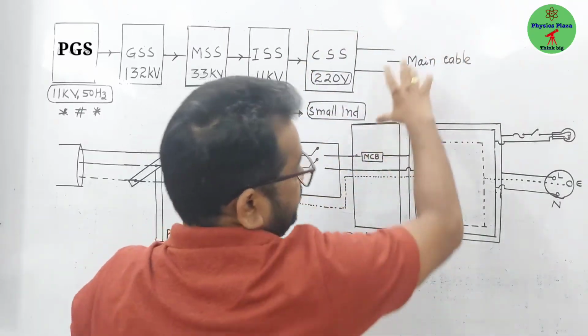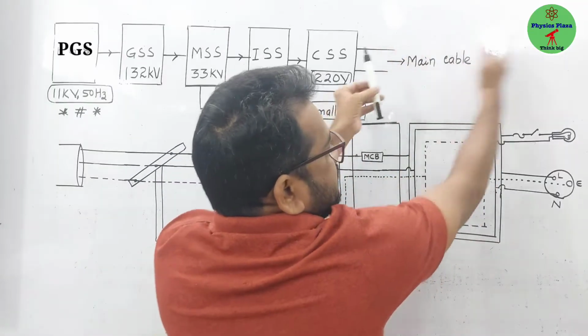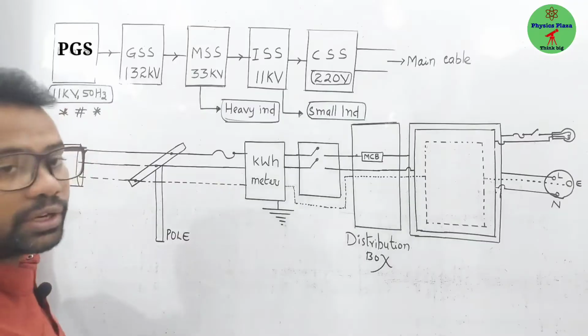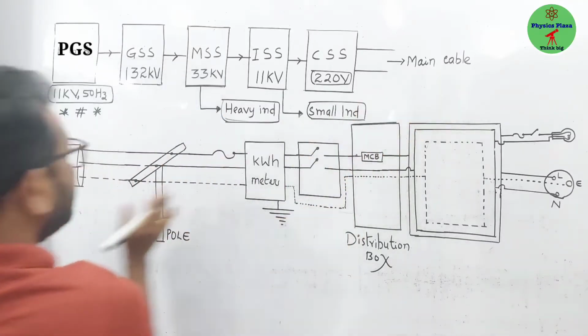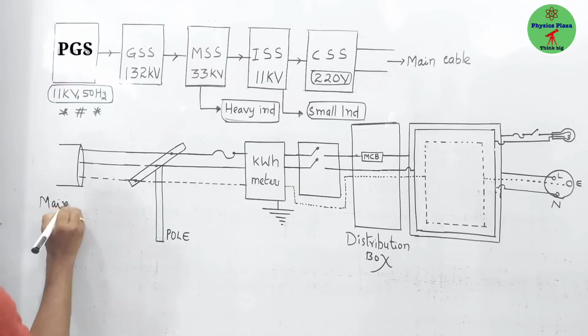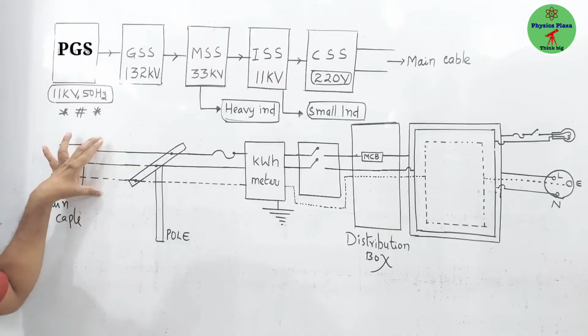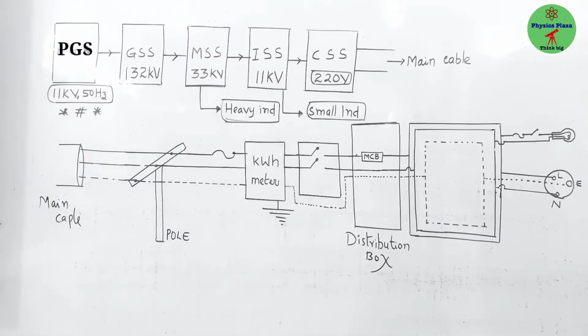Now actually I should make a diagram here. I should continue, but as there is no space, I am continuing from here. Children, this is the main cable. Please try to understand. This main cable consists of mainly 3 wires.